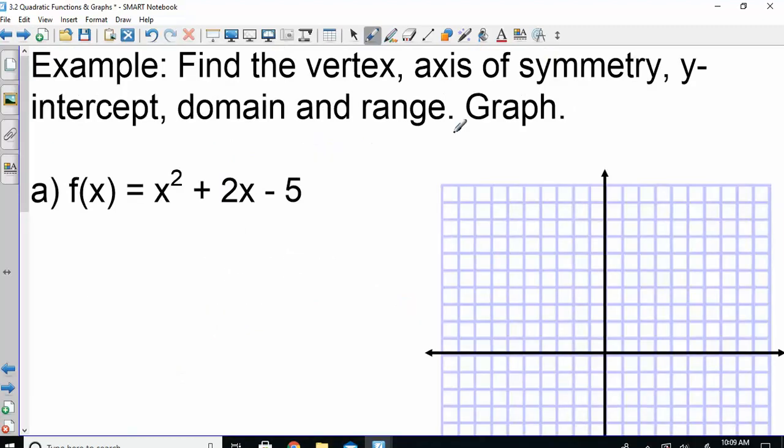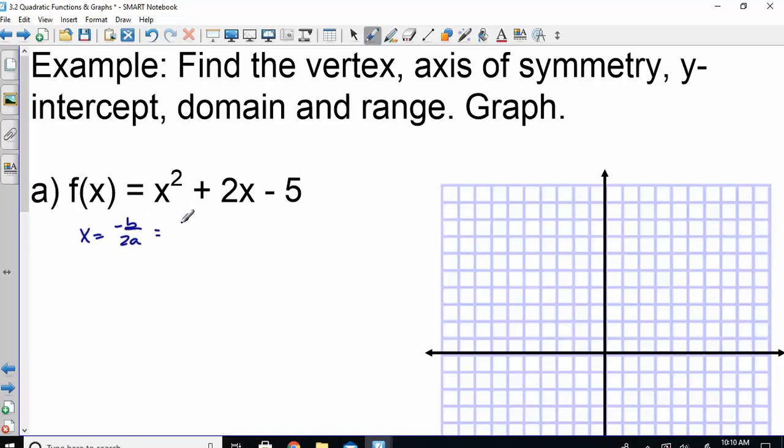So, we are going to find all of these things and graph it. I don't want to just plug in points. We could, but it would be time consuming. So we're going to try using these other things we know. To get the x value for your vertex, you do the opposite of b over 2a.